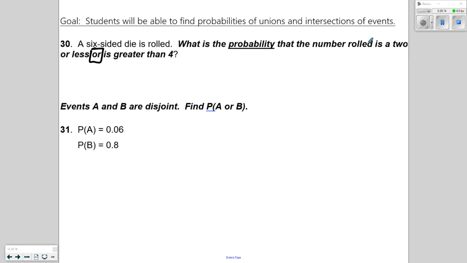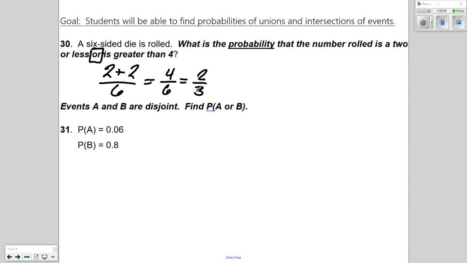So how many different sides are 2 or less? Well, that's 2. We can get a 1 or a 2 when we roll that die. Or greater than 4, that's 5 or 6. So that's another 2. So that's 2 plus 2 on 6, 4 on 6, 2/3, which would be about 66.7%.